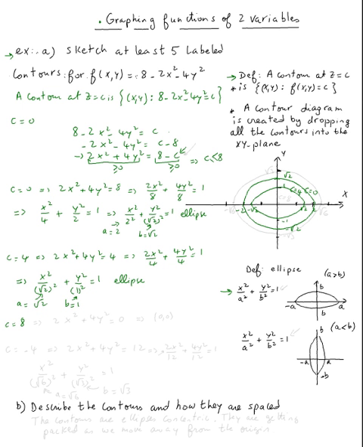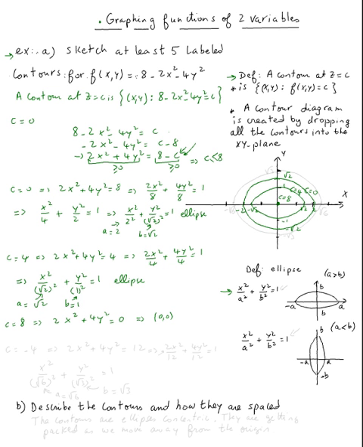Now what about c equal 8? C equal 8 will give us 2x squared plus 4y squared. Now I need to plug the 8 right here. 8 minus 8 will give me 0. The only way for this to be 0, x and y have to be 0. So we get the point (0, 0). So we'll get this point. So this is going to be c equal 8.